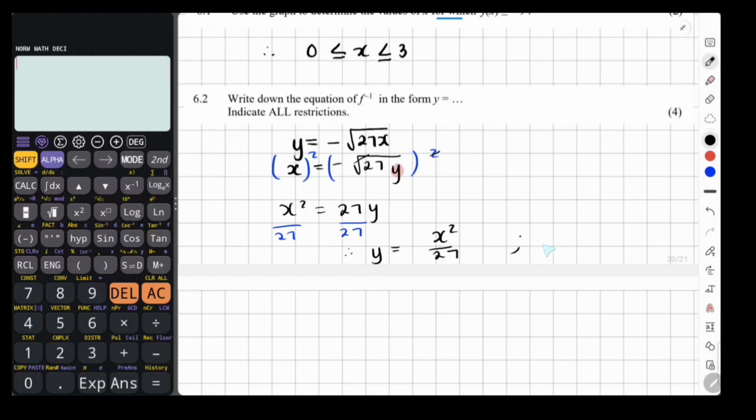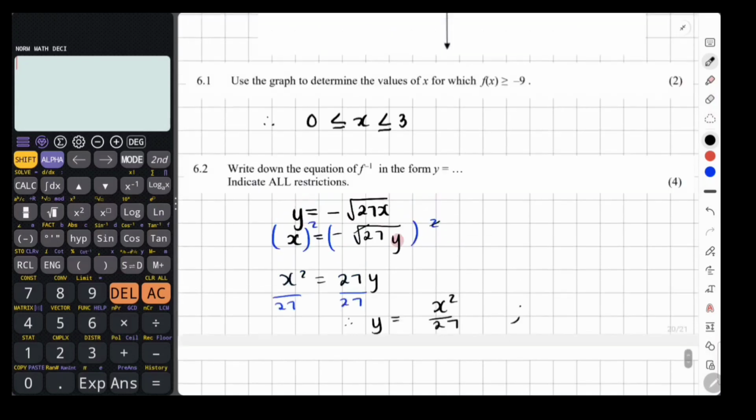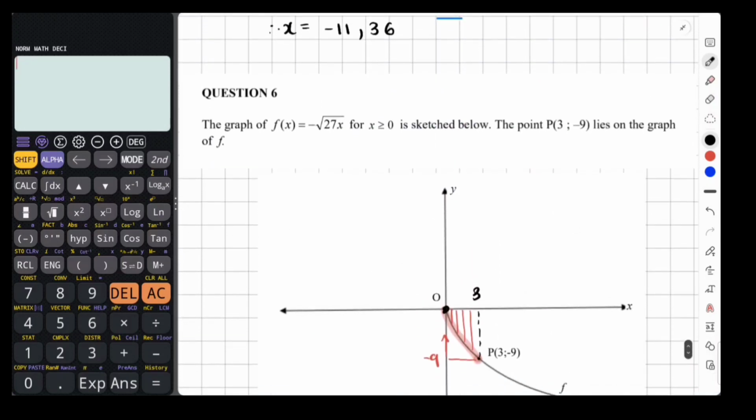But now we also have to put a restriction for this inverse. Now to put the restriction for the inverse, first look at the restriction for the original. The original has a domain of this. This is the domain. Remember, with the original and the inverse, the original graph, if it has a domain, this domain will now become the inverse graph's range. And then the range of the original graph will become the domain of the inverse.